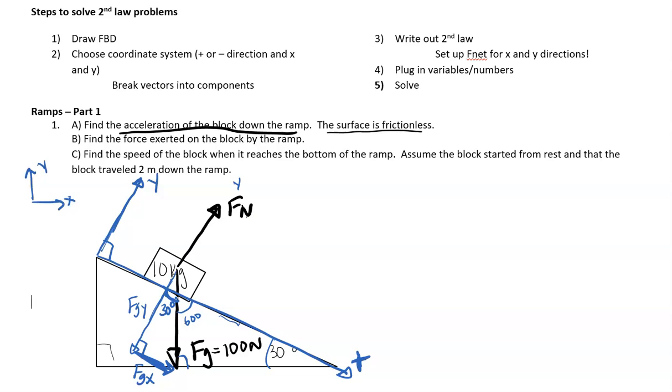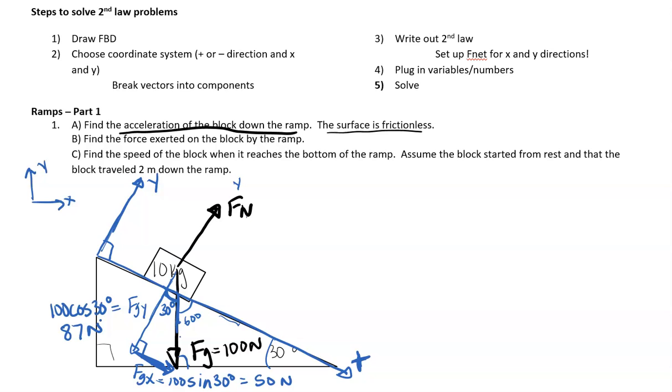So now let's go ahead and use our handy dandy trig and find Fgx and Fgy. We know Fgx is opposite over hypotenuse, so we're going to have to use sine. That's going to be 100 sine of 30 degrees, which is 50 newtons. Fgy is going to be adjacent over hypotenuse, so that is going to be 87 newtons.